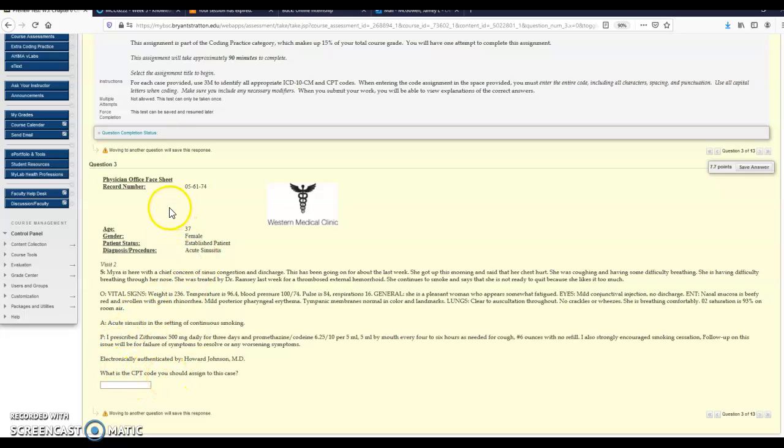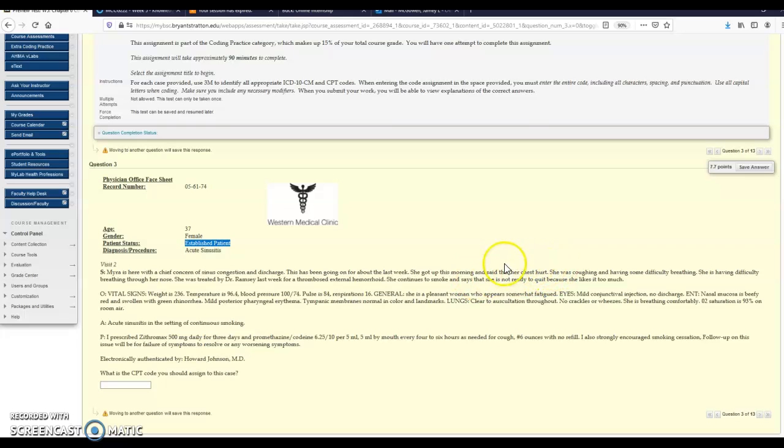The good thing about this assignment that I noticed is it actually tells you whether this is an established patient or an initial, so that should make it a little bit easier. But as I was going through this, I want to point out a couple things that you can look at, whether you have a cheat sheet or you're using 3M or however you're doing it.